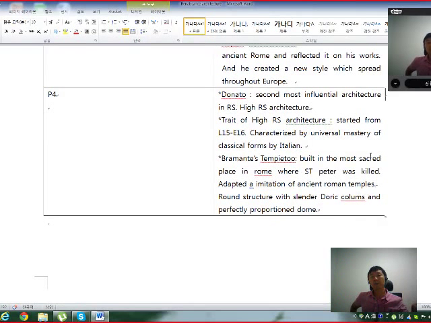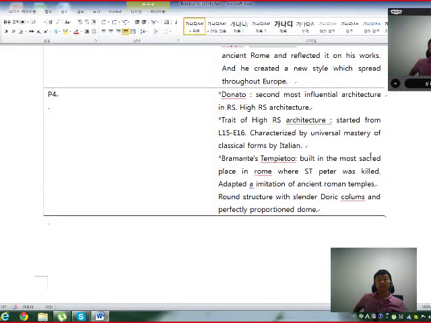Same rules, different building, same rules. Yes, I understand. Yes, the trait of the Bramante Tempietto. Okay, so we got some key information from paragraph 4. So let's go ahead and summarize this. Yes, it is difficult.